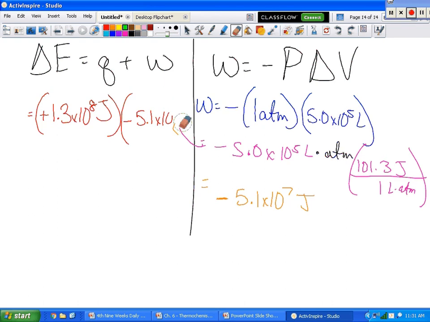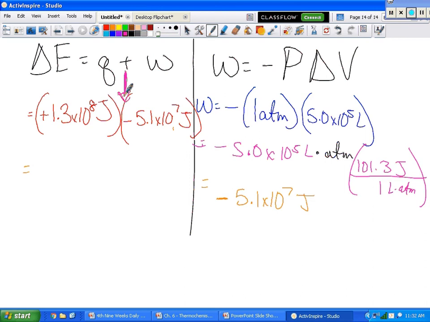57 joules. Okay. Why did I forget? There's a plus in between there. So you have 1.3 times 10 to the 8 joules plus a negative 5.1 times 10 to the 7. I understand you can just subtract, but I like to make sure my signs stay with the numbers.